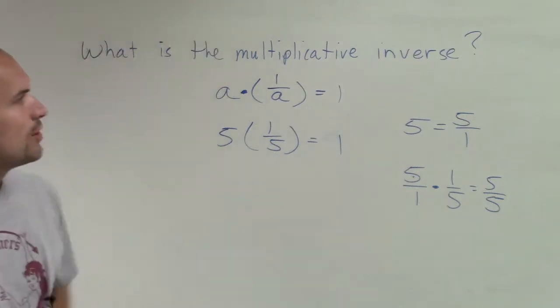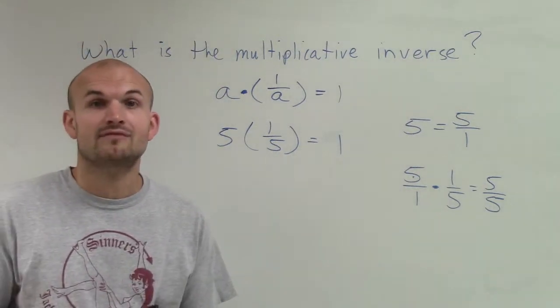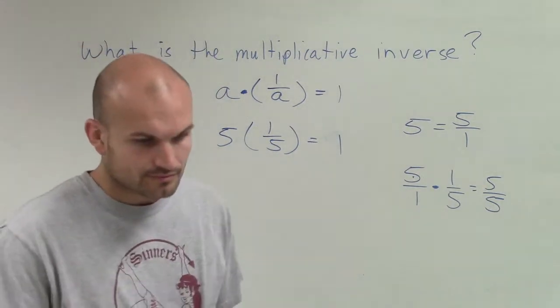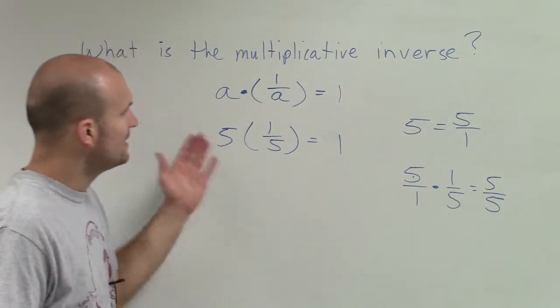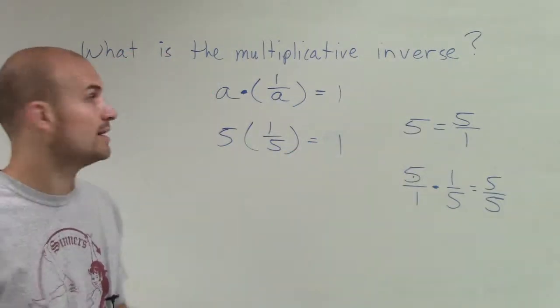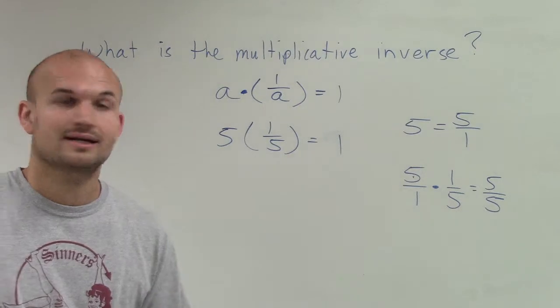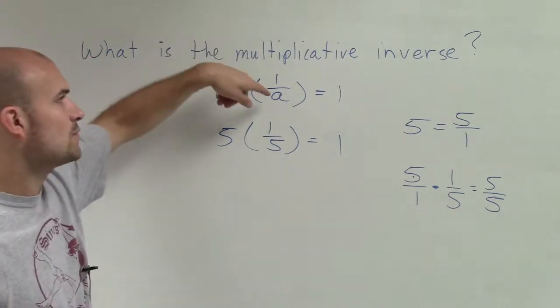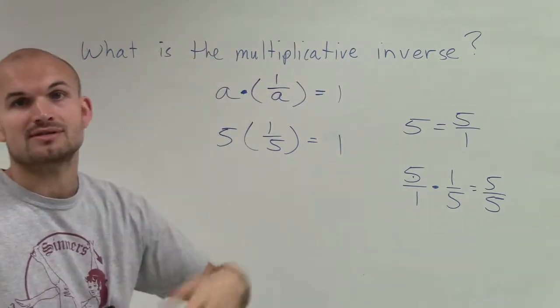So this is really important for us to understand what our multiplicative inverse is, as this is always going to produce a result of 1. So that is your multiplicative inverse. A times 1 over a equals 1 for all real numbers represented by a.